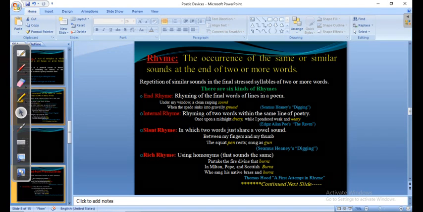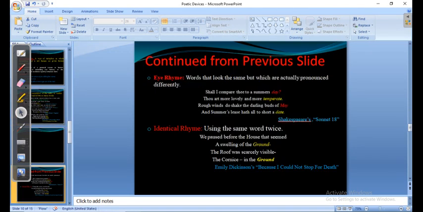And another one is rhyme in which alternate lines rhyme with one another but are pronounced differently. Temperate, date. We pronounce temperate and date differently, but they rhyme. Temperate and day, day and May, alternate lines.